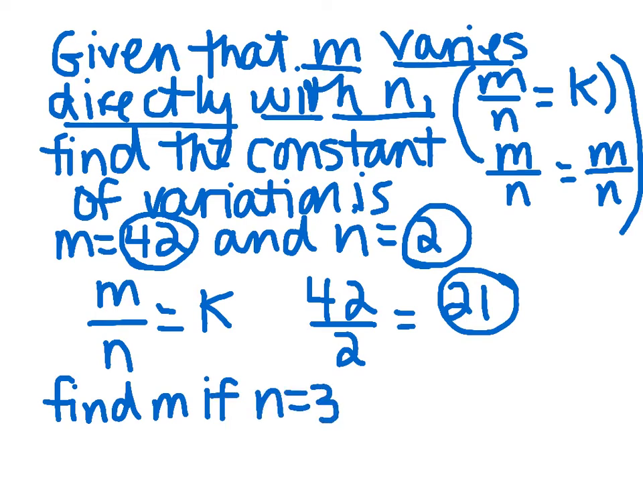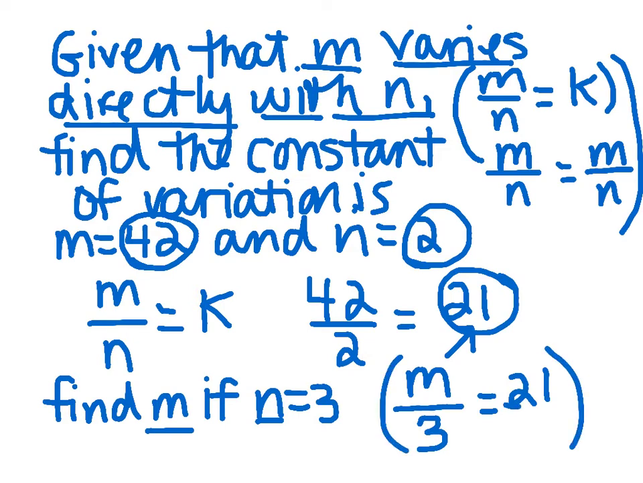Well, now that we know that the constant of variation is 21, we also know that any m divided by its n, they're saying find m, so that's the variable, that's the unknown, divided by n, because m varies directly as n, it's going to equal 21. I'm pretty sure you all know how to solve that. Right now it's 21 over 1, or we could cross multiply, but we're just going to do the fraction destroyer, so m equals 63. See how another kind of problem that you're going to get tonight.